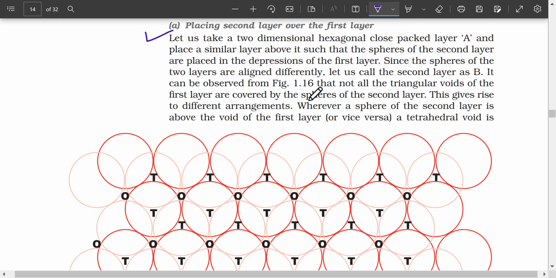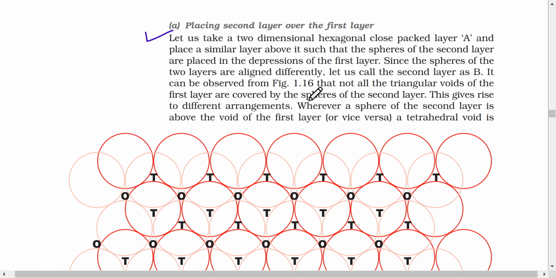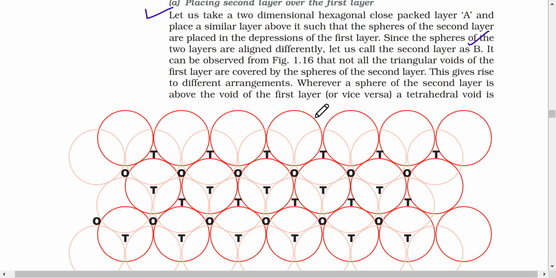Let us take a 2D hexagonal close packed layer A, ठीक, and place a similar layer above it so that the spheres of the second layer are placed in the depressions of the first layer. Since the spheres of the two layers are aligned differently, let us call the second layer as B. It can be observed that not all the triangular voids of the first layer are covered by the spheres of the second layer. This gives rise to different arrangements.